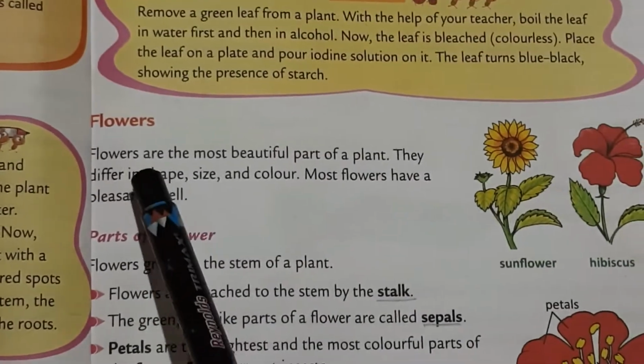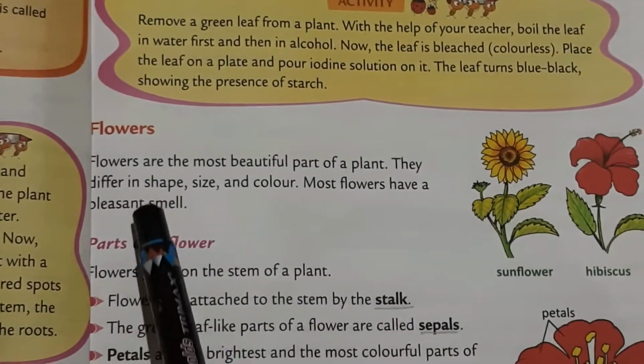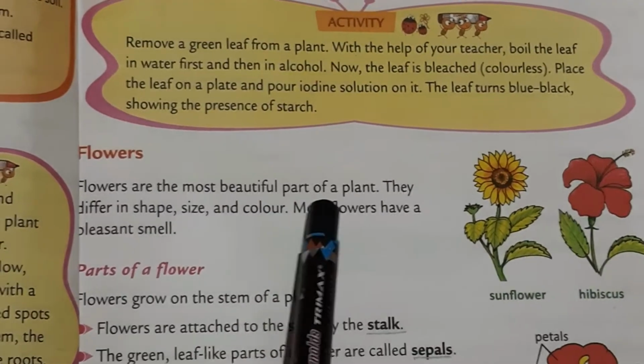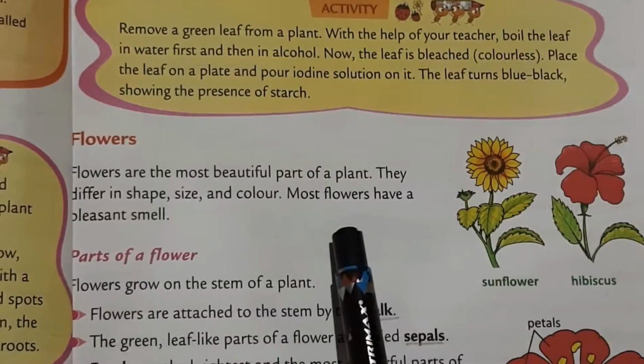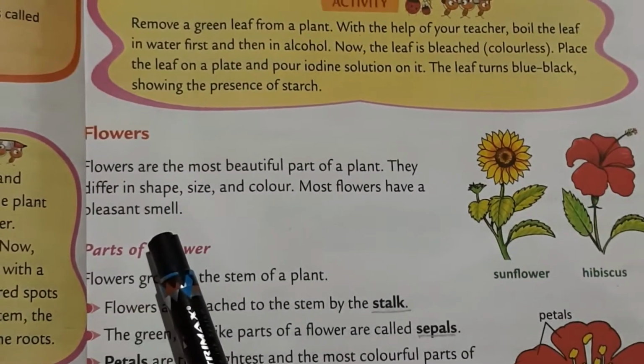Flowers. The next part of the plant is flowers. Flowers are the most beautiful part of a plant. They differ in shapes, size, and color. Most flowers have pleasant smells.